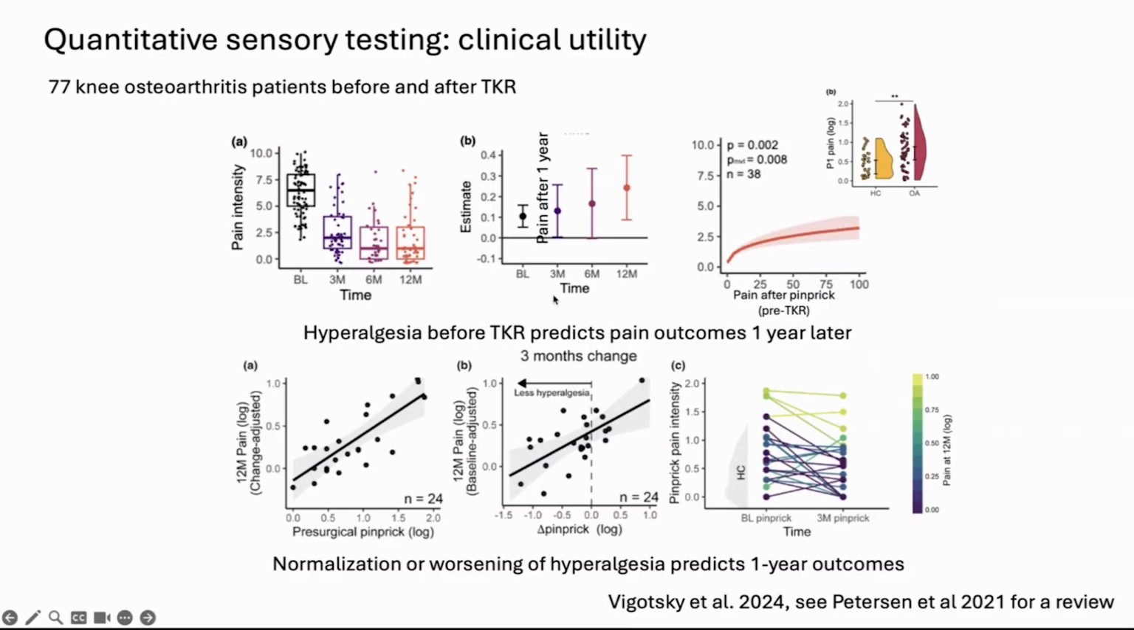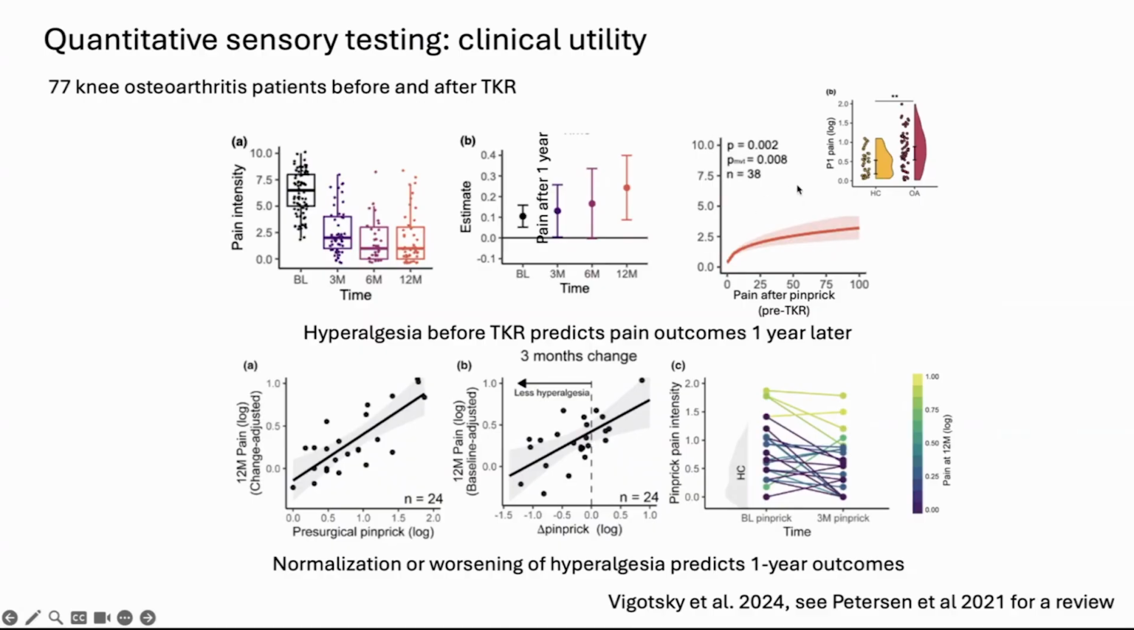Now, returning to the study that I was just mentioning, as you can see here on panel A, before the surgery, patients experienced significant levels of pain, and this obviously decreased as time elapsed after the surgery, as was expected. But you can see that there's still a couple of subjects that 12 months after still report significant levels of pain. So what we have found in this study is that, again, secondary hyperalgesia measured through pinprick was actually predicting pain outcomes 1 year later quite significantly.